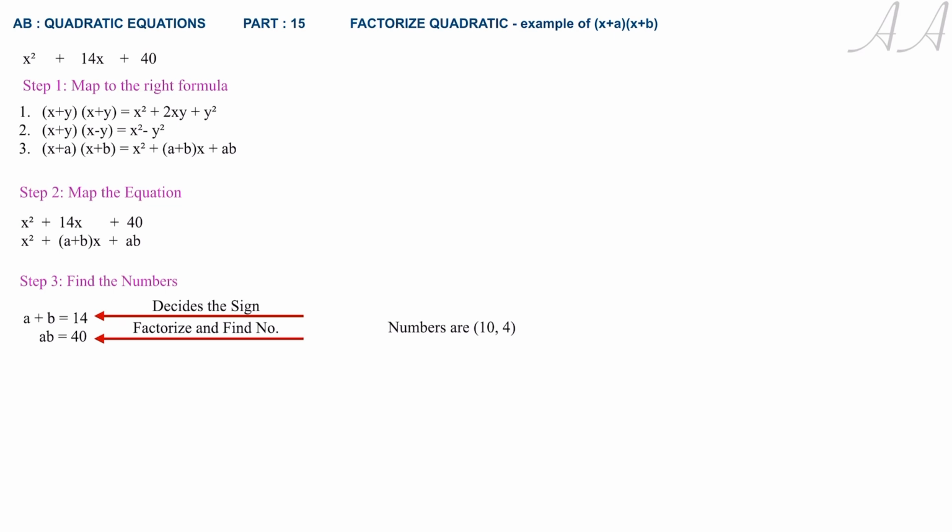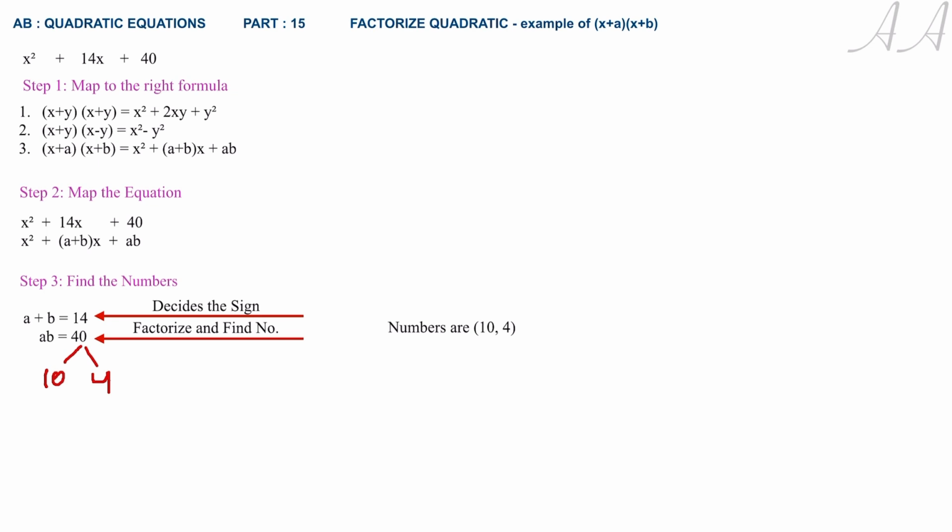So, we have to factorize 40. So, let me think, how can we factorize 40? We can do it as 10 and 4. Do 10 and 4 make 14? Of course they do. So this is a perfect pair.